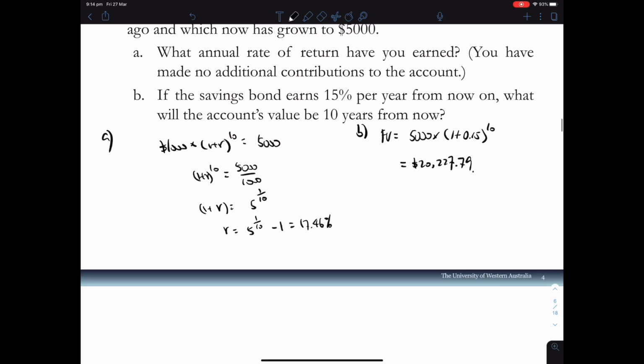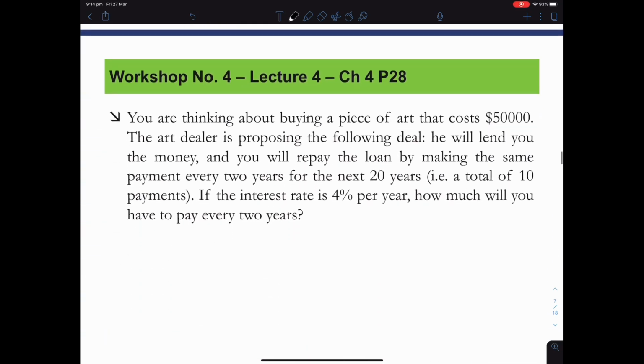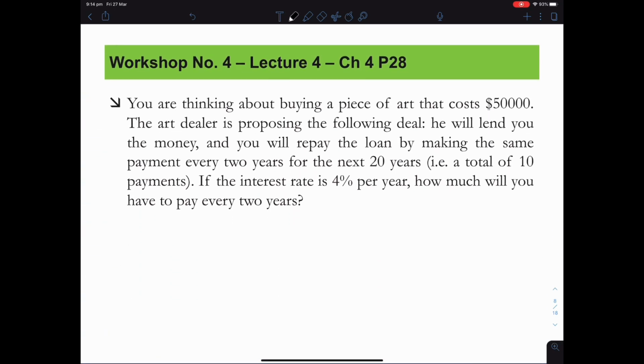All right, let's move on. So chapter 4, problem 28 is our question 4. You are thinking about buying a piece of art that costs $50,000. The art dealer is proposing the following deal. He will lend you the money and you will repay the loan by making the same payment every 2 years for the next 20 years. So here there's a bracket to show you that it's a total of 10 payments. If the interest rate is 4% per year, how much will you have to pay every 2 years?